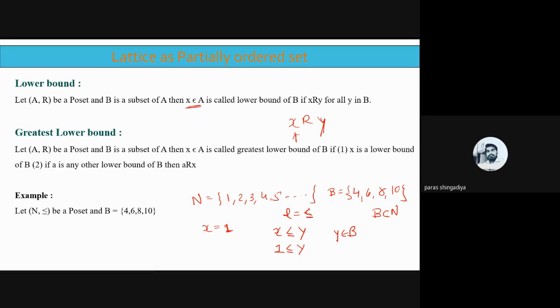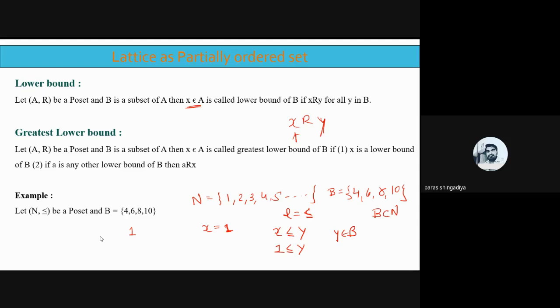So we check 1 less than or equal to Y, and now replace Y one by one with the 4 values, 4, 6, 8, and 10. First replace 4: 1 less than or equal to 4 is correct. Then 1 less than or equal to 6 is also correct, 1 less than or equal to 8, and 1 less than or equal to 10. So for all values of Y in B, 1 less than or equal to Y is correct. So we can say 1 is a lower bound of B.